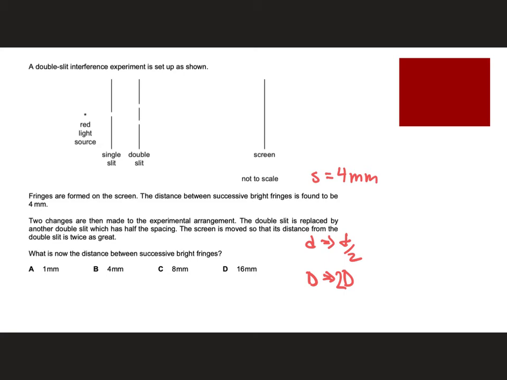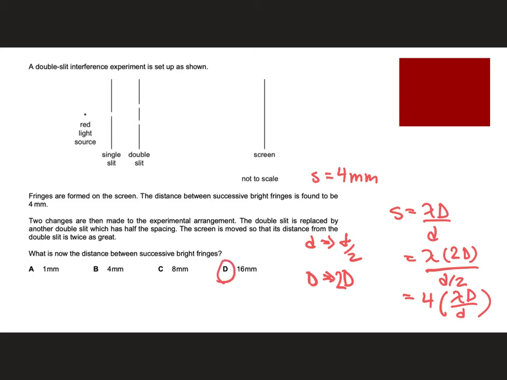Now if I put all of this in my equation, remember S equals lambda big D over little d. If I now put my changes in there, here's what I get. I get something that's 4 times bigger than what it used to be. So if my distance between the fringes used to be 4 millimeters, now they're going to be 16 millimeters apart.